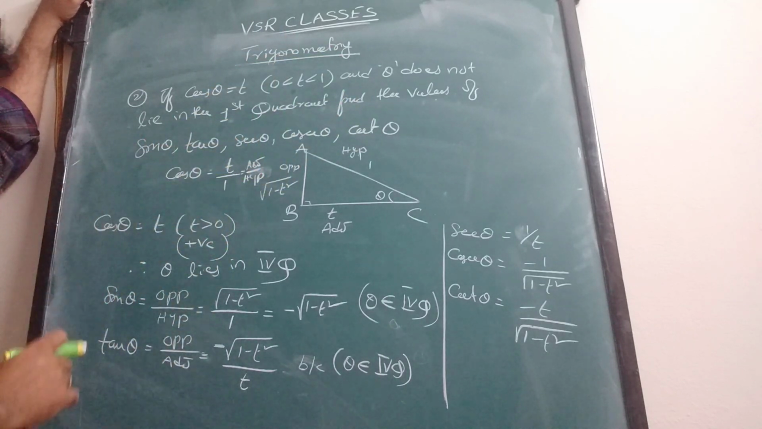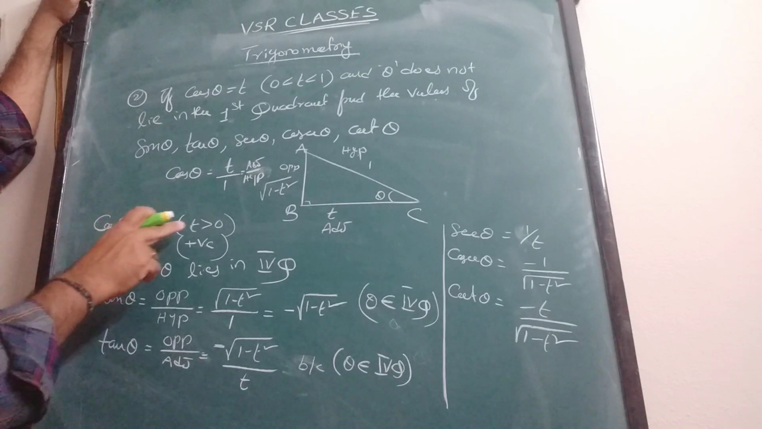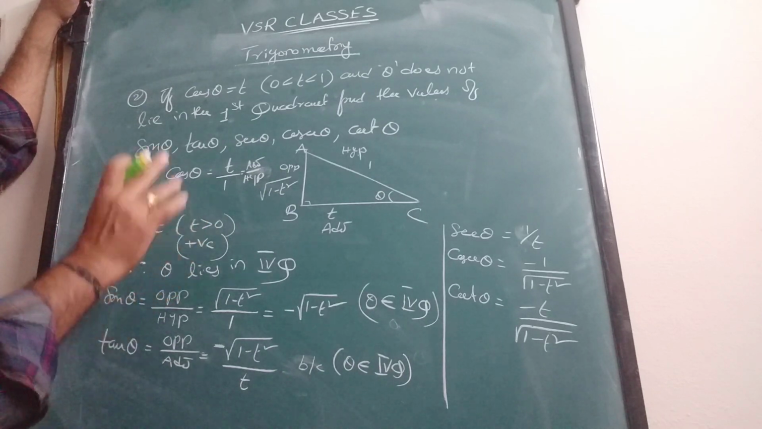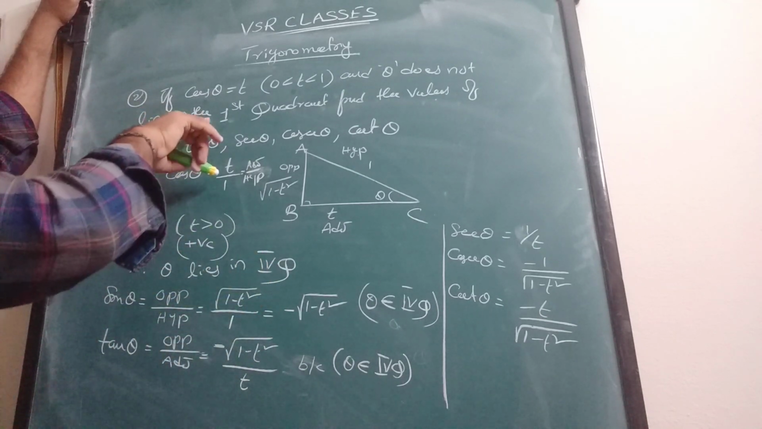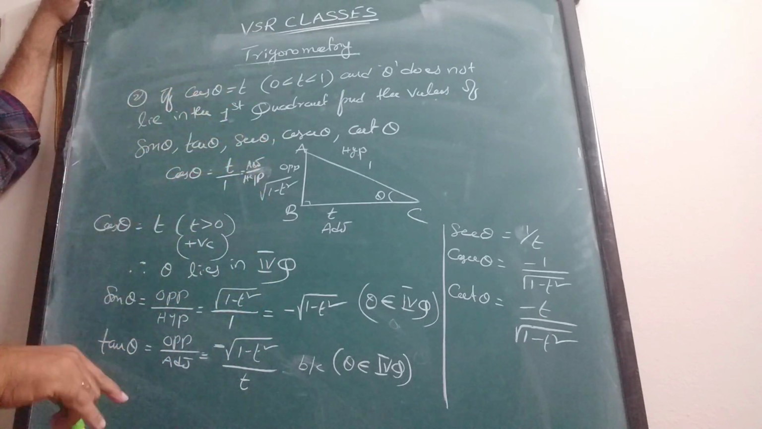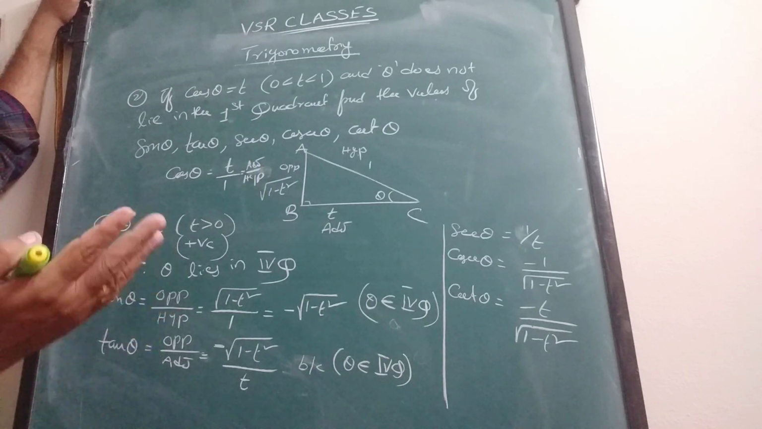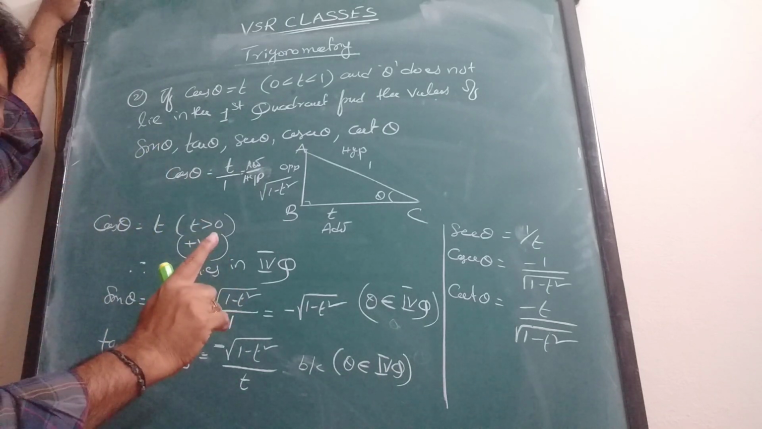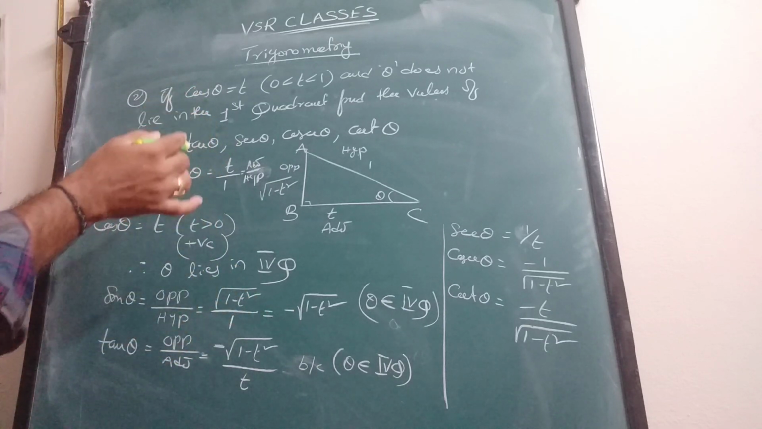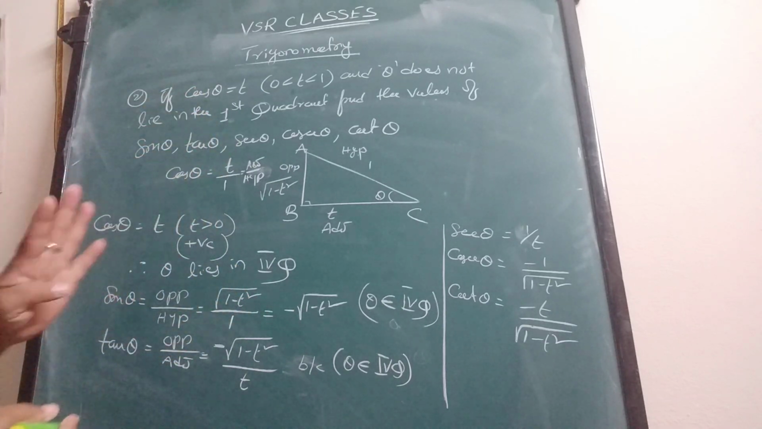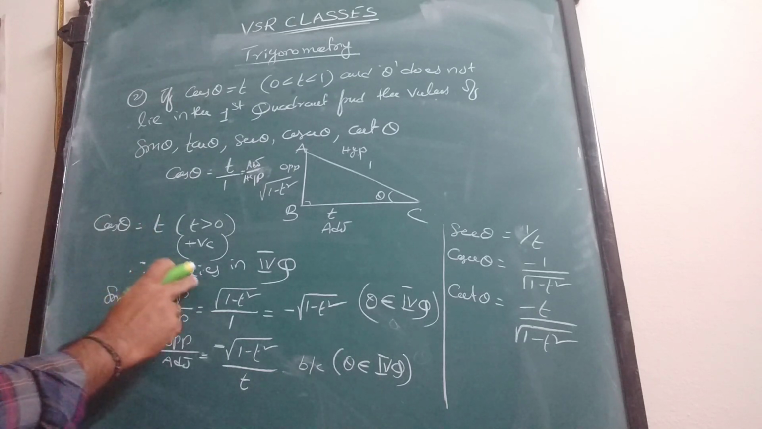Okay. Next, cos theta is equal to t is greater than 0 and positive. That's the meaning theta lies in fourth quadrant. He is saying theta is not in first quadrant, means where it lies. If it is positive, cos will be positive in first quadrant and fourth quadrant. He said it is not in the first quadrant, so it must be in the fourth quadrant. So theta lies in the fourth quadrant.